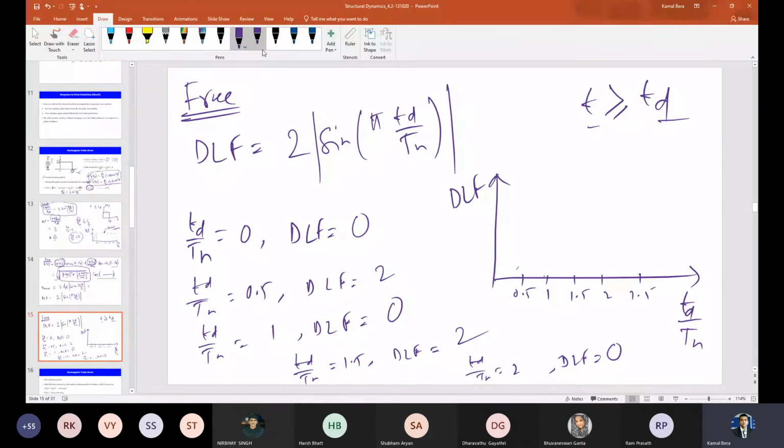Okay. So what is happening? At 0.5 it is 2 here. So let's say this is the 2 line. At 1 it is 0, at 1.5 it is 2, then 2. Here at 0.5, how much? 2, right? So it is something like this, sinusoidal. Am I right? Are you agree with me? DLF versus Td by Tn. Clear?